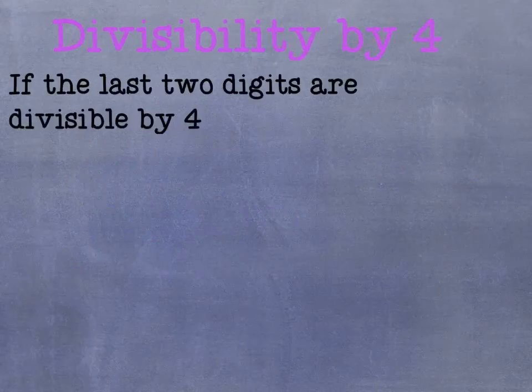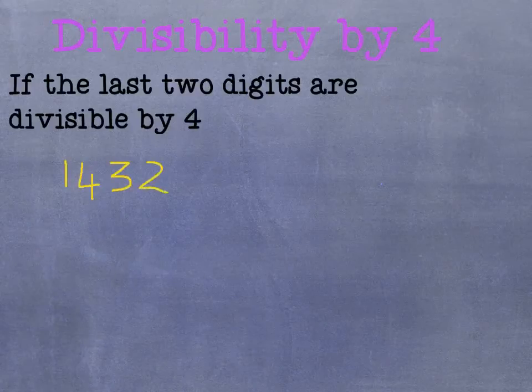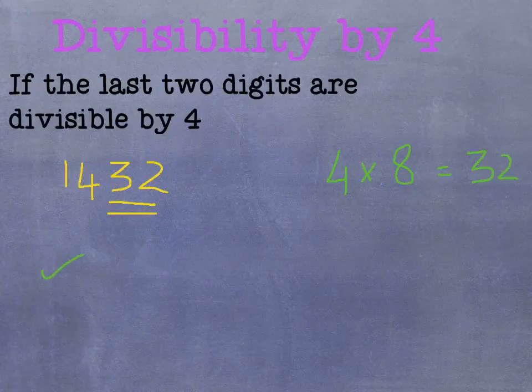Moving on. Now let's see the divisibility test for 4. All you have to look at is the last two digits. If the last two digits are divisible by 4, then the number is divisible by 4. Now for example, I am taking over here 1432. The last two digits over here are 32. Now is 32 exactly divisible by 4? Yes, because 32 is a multiple of 4. 4 times 8 gives us 32. So therefore 1432 is divisible by 4.